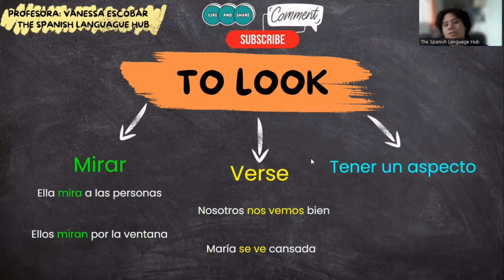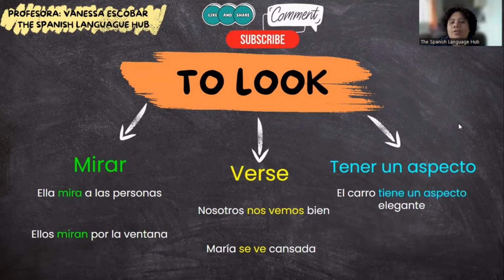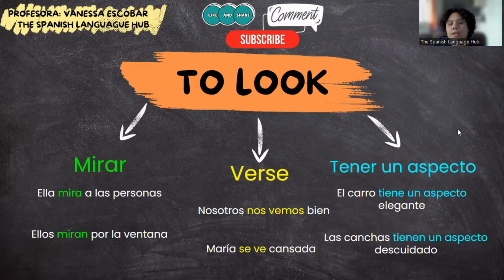And tener un aspecto is similar to verse, but we use it more with objects. For example, el carro tiene un aspecto elegante. The car has an elegant look. Las canchas tienen un aspecto descuidado. The courts have a careless look.